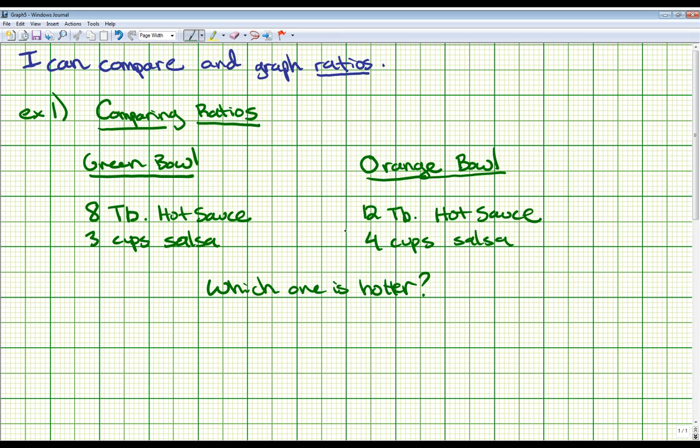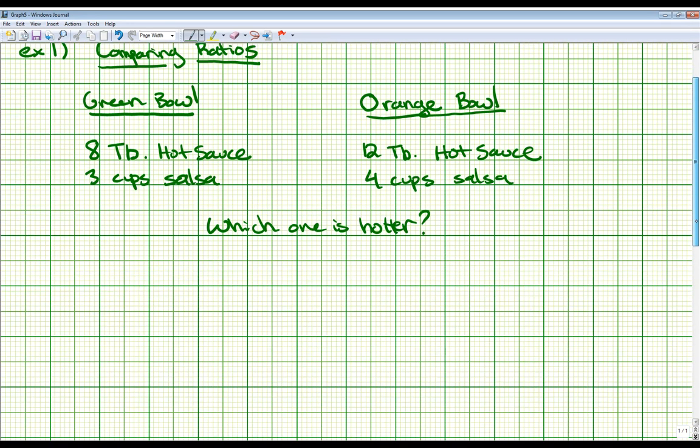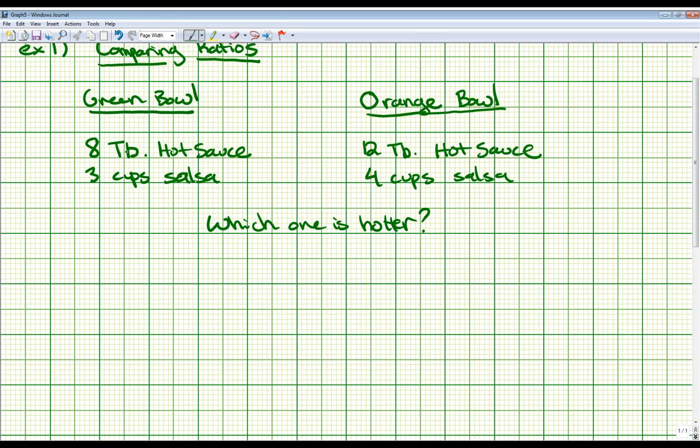So we have to do a little bit of math thinking and convert both of these ratios into unit rates in order to accurately compare them and see which one does in fact have more. So instead of 8 tablespoons for 3 cups, we're going to figure out how many tablespoons for 1 cup for the green bowl and how many tablespoons for 1 cup for the orange bowl and compare those two.